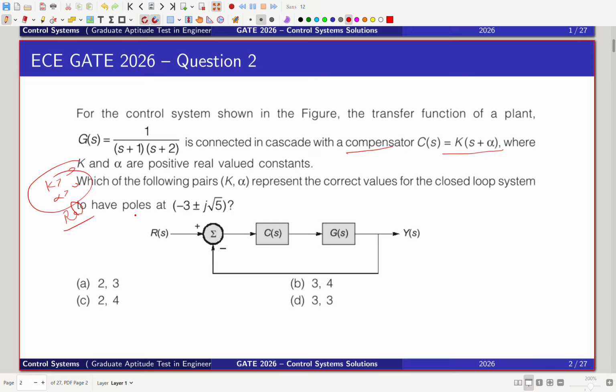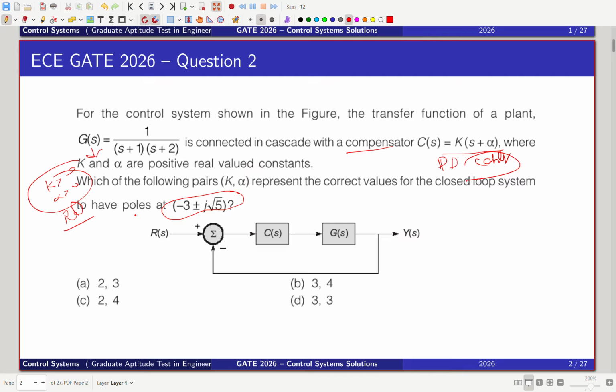Which of the following pairs of K and alpha represent the correct values for the closed loop system to have poles at -3 ± j√5? So this is the closed loop poles location. You know this compensator is a PD controller, right? So we design the PD controller for this given plant to get these poles. This is like the pole placement technique that we are using here.